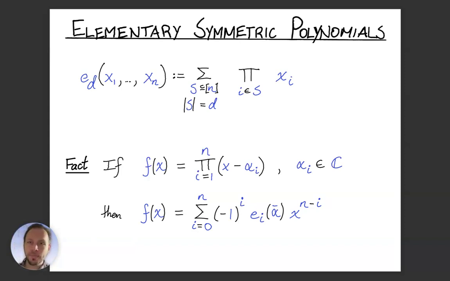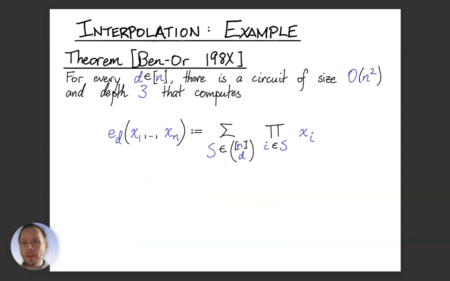And this is important. We should really think of the coefficients of f as being the elementary symmetric polynomials evaluated at the roots. Now I'll give you an example of how we can apply polynomial interpolation to design interesting circuits. There's a lovely result by Michael Ben-Or from the 1980s that says you can compute these elementary symmetric polynomials with circuits of depth 3 and of quadratic size. This might appear a bit surprising because these polynomials have an exponential number of monomials. It's not exactly clear how you can arrange for all these monomials to appear with the correct coefficients using such a small circuit of very low depth.